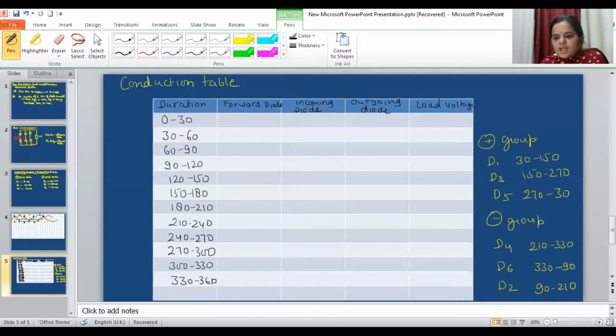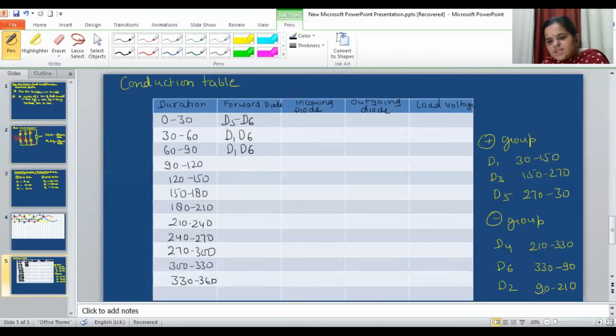So 0 to 30 will come in this duration from the positive group, so D5, and here D6. So the diodes conducting or forward biased are D5, D6. For 30 to 60, D1 and D6. So here D1 and D6. Then 60 to 90, D6 and D1. So again D1, D6.